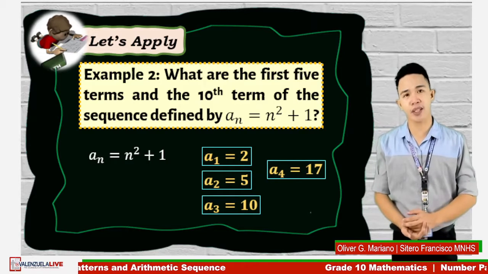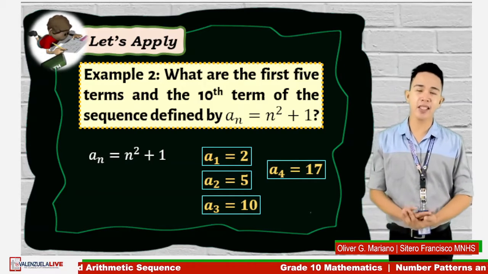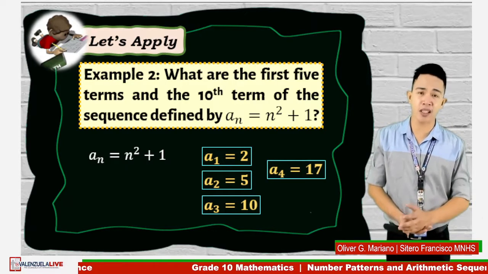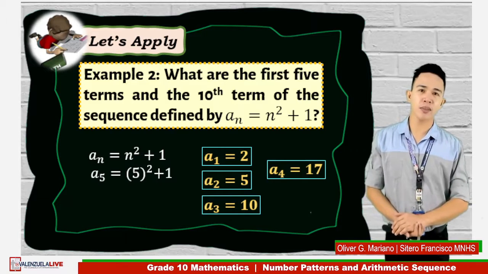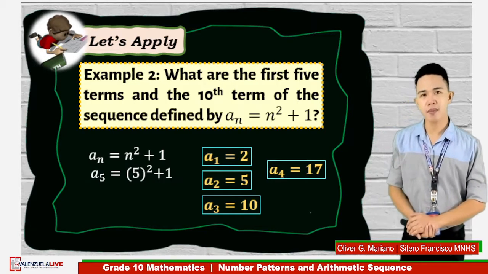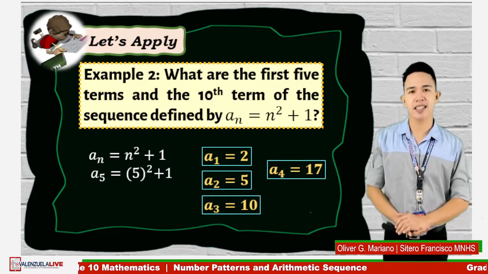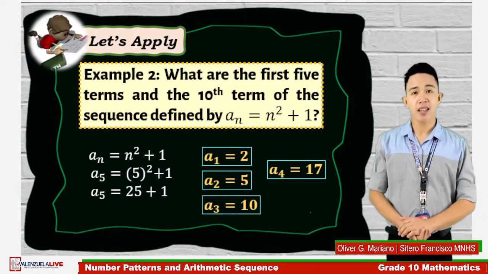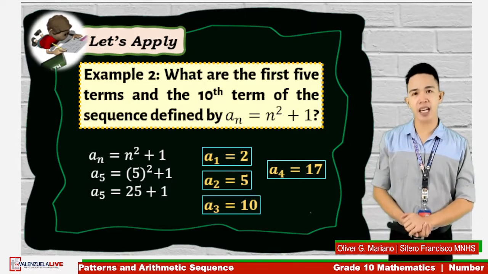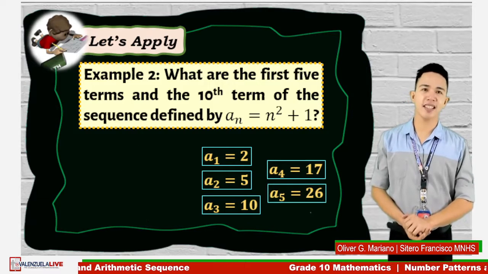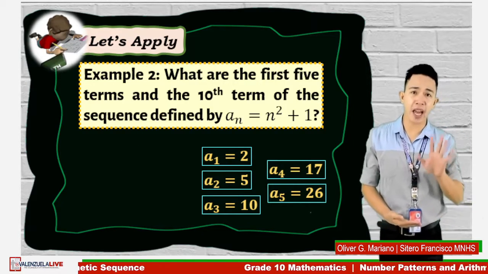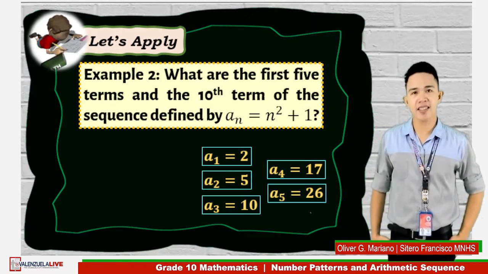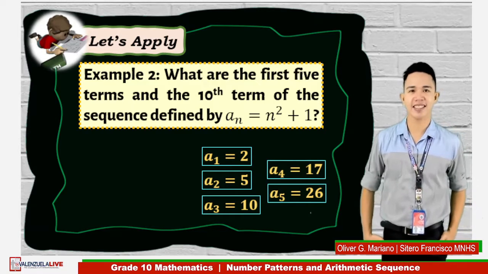And for the fifth term, we have a sub n is equal to n squared plus 1 as the general term. And n is equal to 5 yields a sub 5 is equal to 5 squared plus 1. Squaring 5 gives us a sub 5 is equal to 25 plus 1. Thus, a sub 5 is equal to 26. Therefore, the first 5 terms of the sequence are 2, 5, 10, 17, and 26.